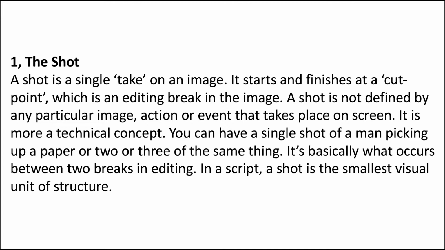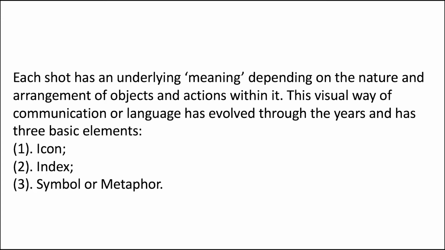Okay, so it is more like a technical concept, right? And a shot is the smallest visual unit of structure in a film. Each shot has a meaning depending on the nature and arrangement of objects and action within it. And it has three basic elements. The first is icon, the second is index, and the third is a symbol or metaphor. Let me use clips from films to explain each of these components.